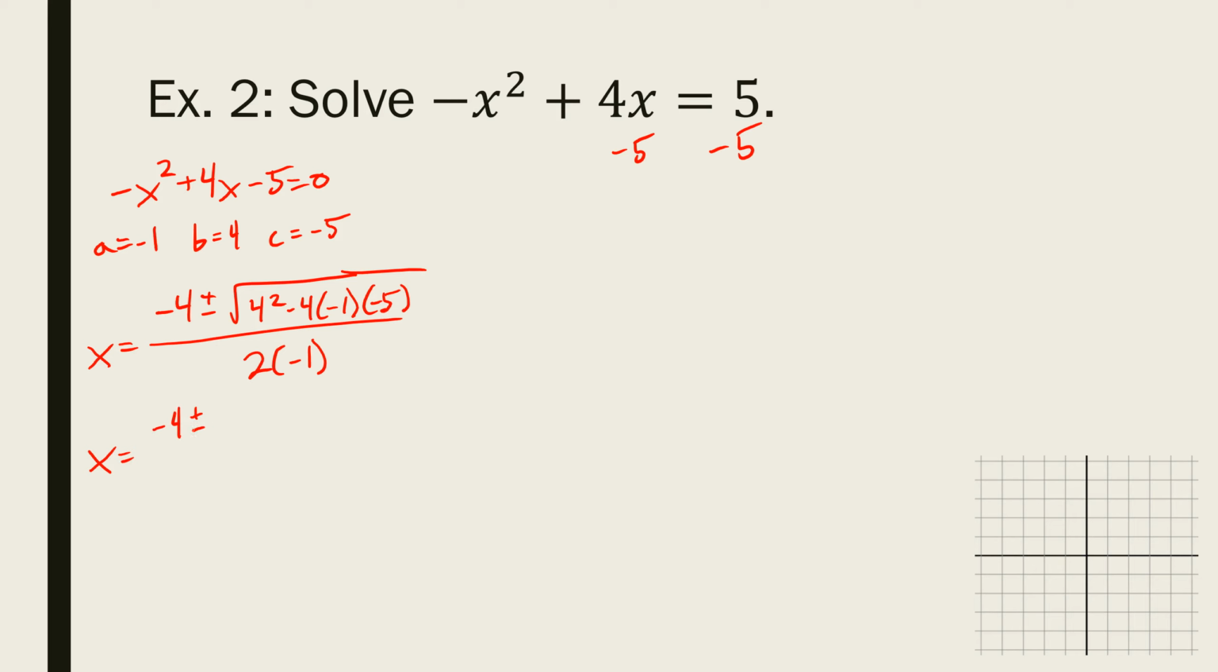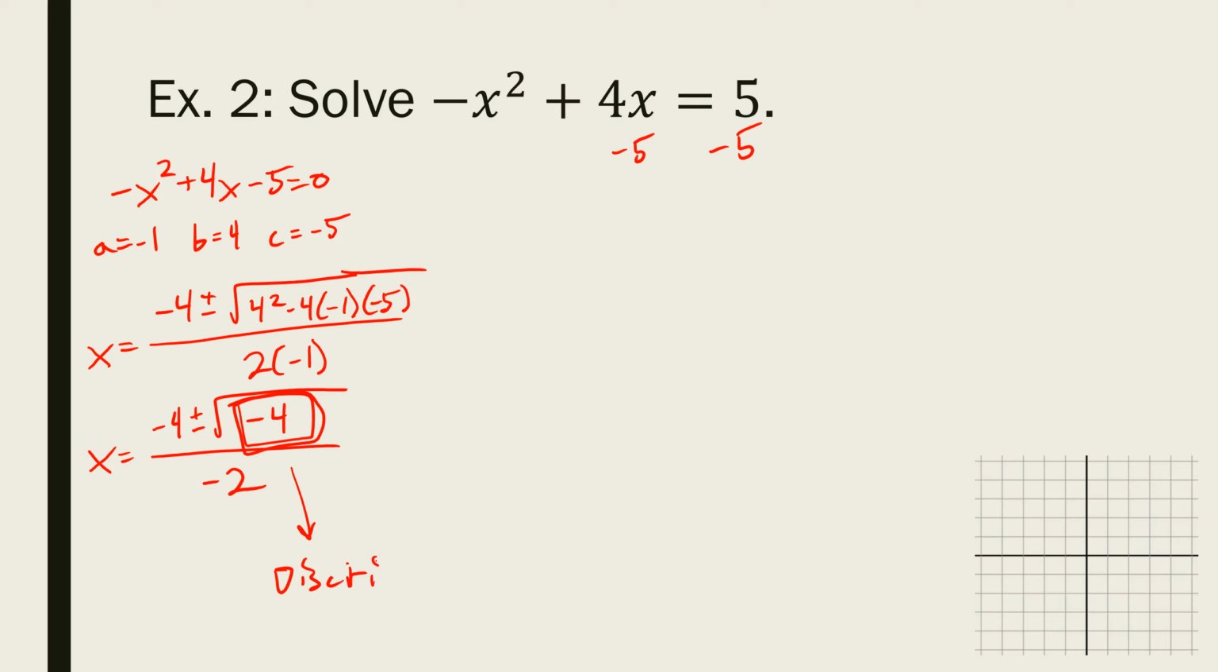Let's simplify some things. I have negative 4 plus or minus the square root of. Okay, if you put this into your calculator, you should get negative 4 under the square root. And remember, I advocate putting this whole thing into your calculator. 4 squared minus 4 times negative 1 times negative 5 is negative 4. This is all over negative 2. Okay, so let's think about what's happening here. First of all, look at the discriminant, negative 4. My discriminant here is negative 4.